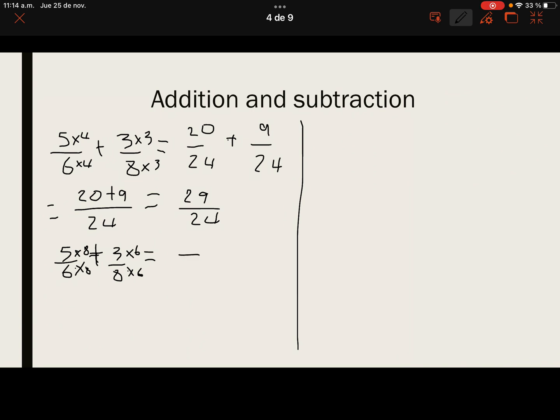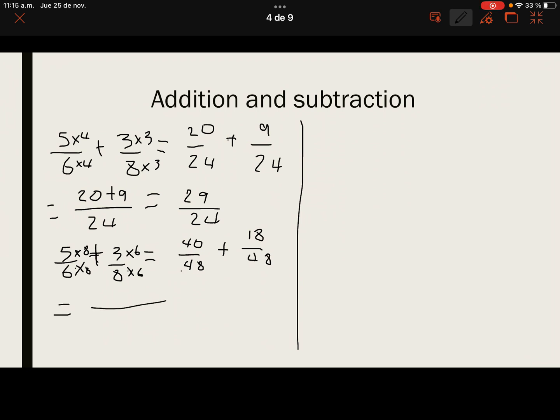And now find the new ones. 5 times 8 is 40, and 6 times 8 is 48. Plus the second fraction now. The second fraction is at the top 3 times 6 is 18, and at the bottom 8 times 6 is 48.